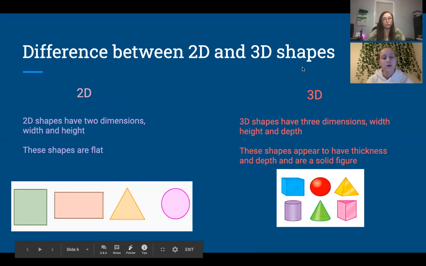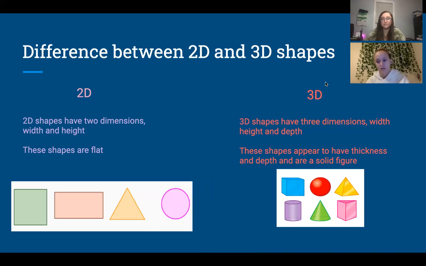Okay, so the difference between 2D and 3D shapes. 2D shapes have two dimensions, just width and height, and these shapes look like they're flat. So think of it like if you drew a smiley face on a piece of paper or a circle, you're drawing a 2D shape. A 3D shape has three dimensions: width, height, and depth. These shapes appear to have thickness and depth and are a solid figure. So if you think about it, you're playing with your wooden blocks and you have a rectangle in your hand, that would be a 3D shape.